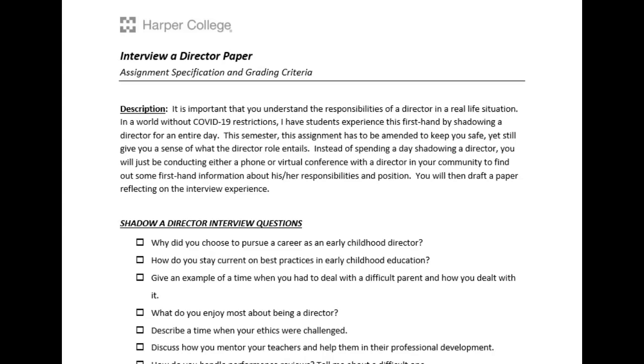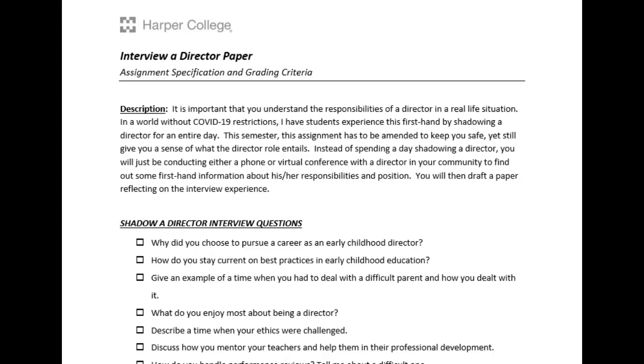What you would need to do is you just need to find a center in your area, and you can Google that online, and then what you'll need to do is just contact the director of that school and ask if you can set up a time to do a phone interview with them, and obviously let them know that you have an assignment due for one of your classes. If you need some sort of documentation that that is the case, then I am more than happy to provide a letter or an email or any sort of documentation necessary to prove that you need to do this assignment and that is why you are calling to interview them.